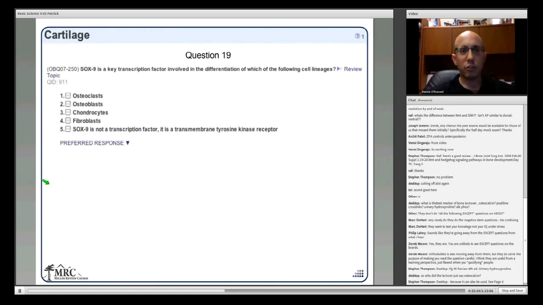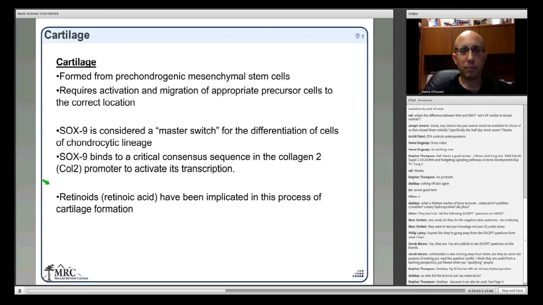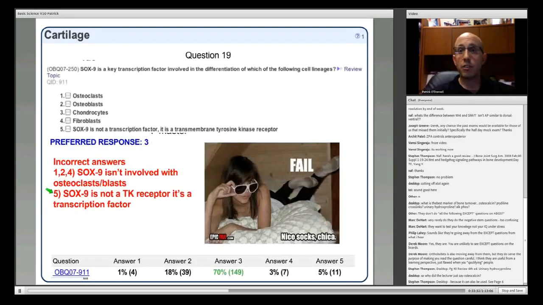Next topic, cartilage. SOX9 is a key transcription factor involved in the differentiation of which of the following cell lineages? Cartilage is formed from these prechondrogenic mesenchymal stem cells. It requires activation and migration of appropriate precursor cells to the correct location. SOX9 is considered a master switch for the differentiation of cells of the chondrogenic lineage. SOX9 binds to a critical consensus sequence in the collagen II promoter to activate its transcription. Retinoic acid has been implicated in the process of cartilage formation.